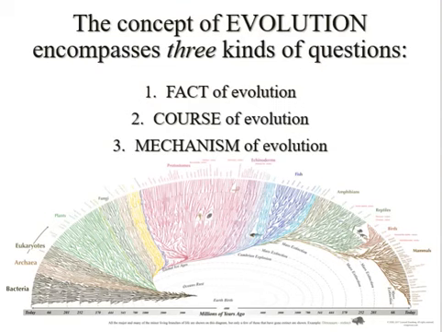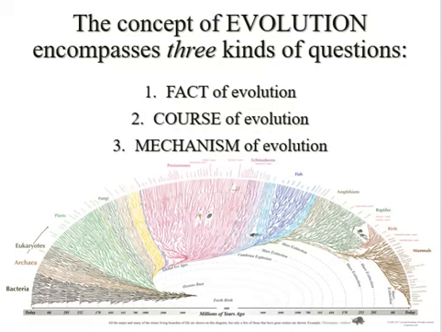Now, I like to say the concept of evolution encompasses three kinds of questions. The first one being the fact of evolution. So, what evidence is there that proves evolution did occur? And we'll be discussing these different lines of evidence.